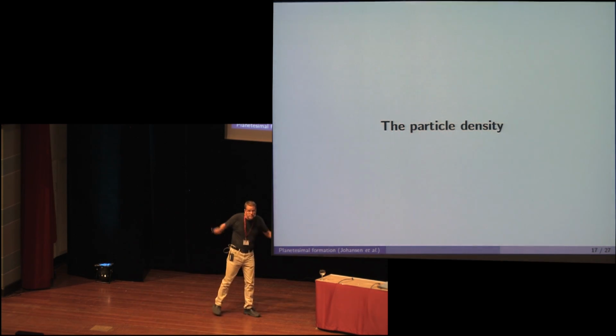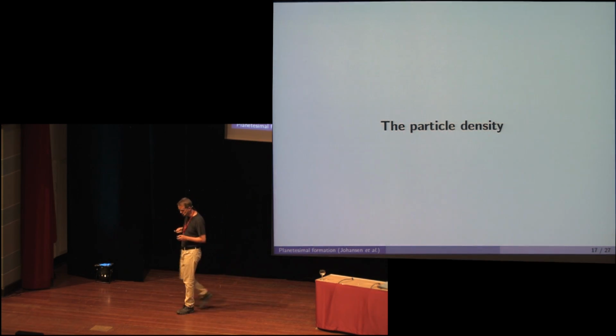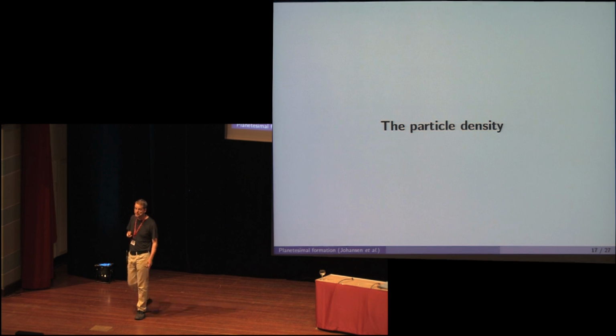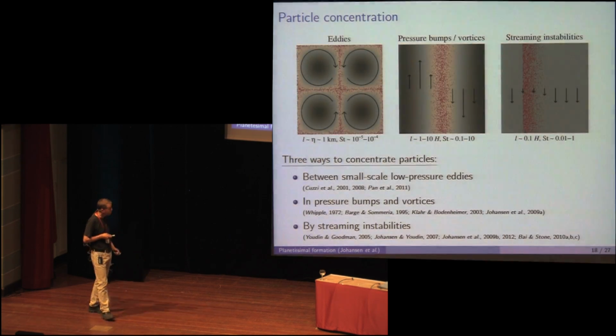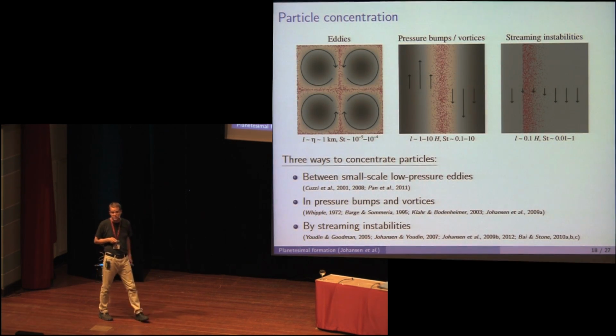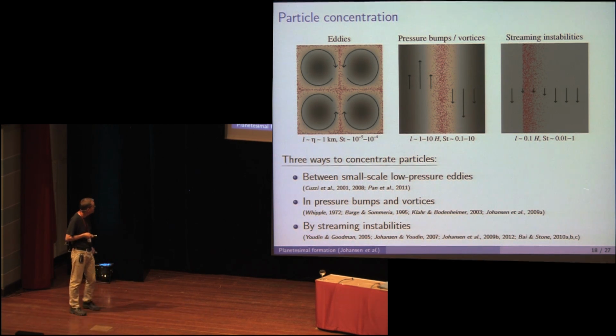Okay, so the third area of major progress since the last Protostars and Planets review is on understanding the background particle density. Because it turns out that particles are not uniformly distributed in the disk. Actually, they undergo concentration on many, many scales. Basically, one can identify 3 main concentration mechanisms in a protoplanetary disk, which are also illustrated here.